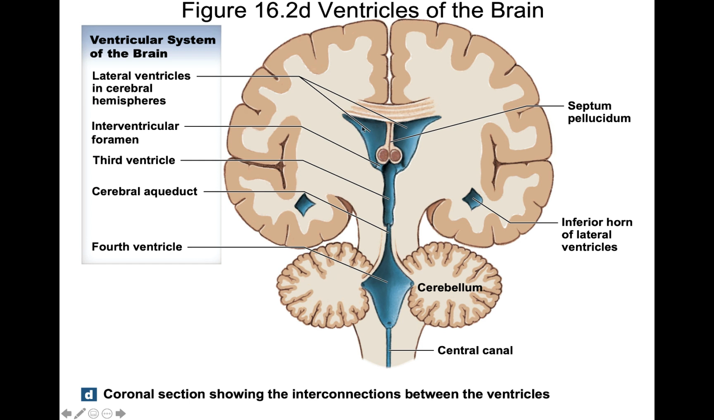Now these ventricles, if you look here, they have this hole here that's going to be known as interventricular foramen. And then these lateral ventricles go down, and then you see the 3rd ventricle is connecting to the 4th ventricle, and where it's connecting, that's called cerebral aqueduct.